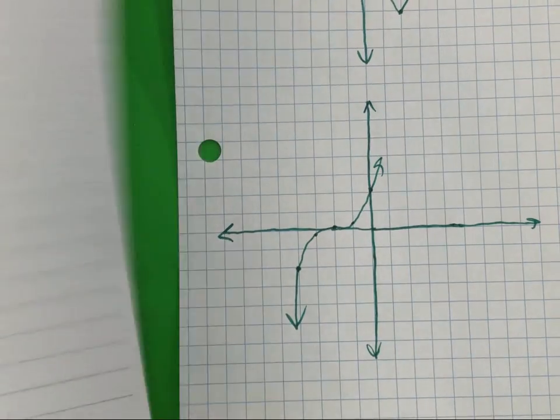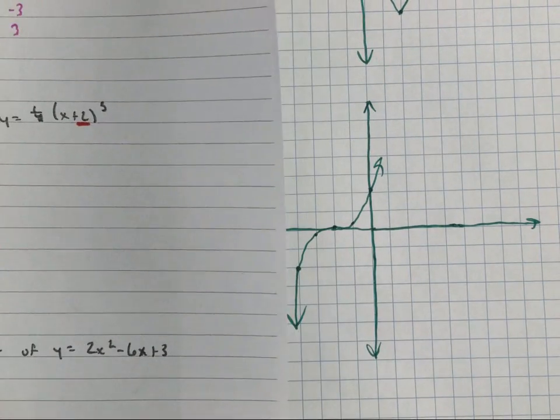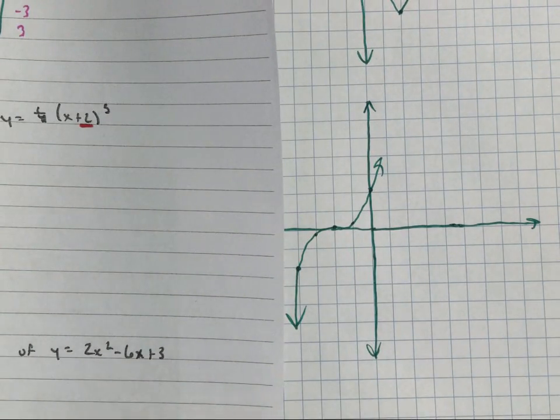Something like that. What's your domain on that? All real numbers. What's your range? All real numbers.